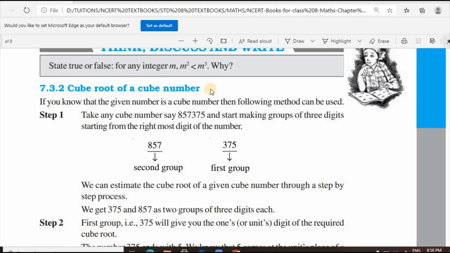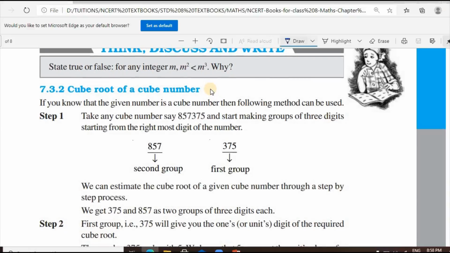Okay, welcome back friends. Now let us find a new method. Let us learn a new method to find the cube root of a number by estimation method. So we are going to learn about the estimation method of finding the cube root of a number.